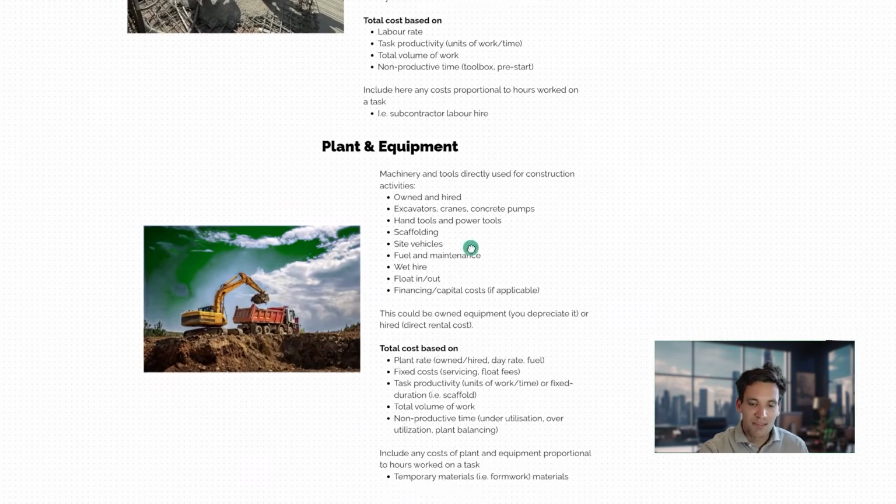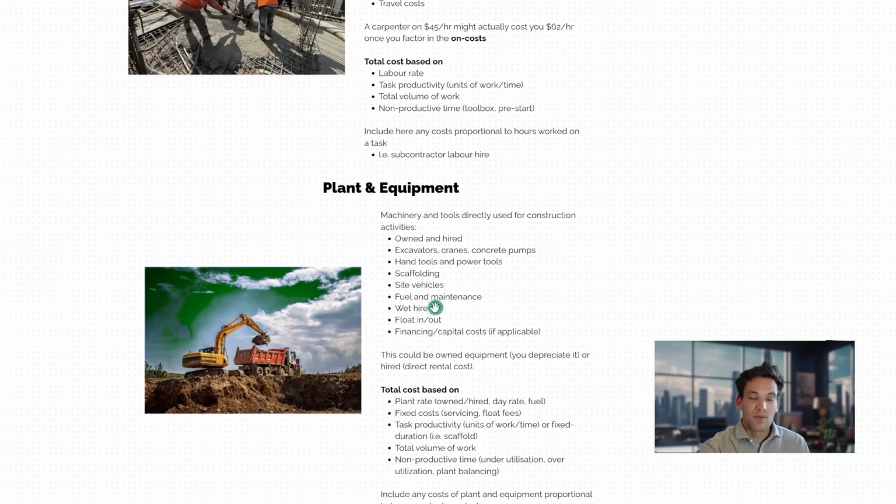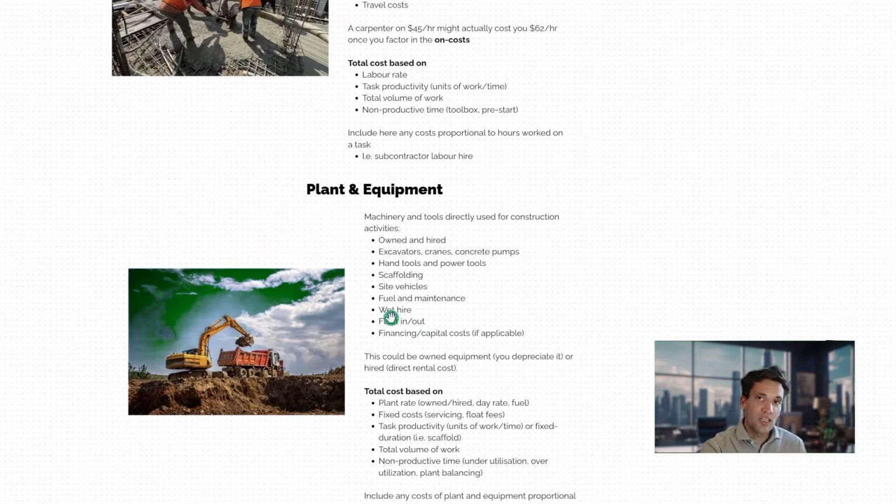Next, we've got our plant and equipment costs. Now, plant and equipment costs are machinery and tools that we hire or purchase to do the construction activity. So they can be both owned plant and equipment, and these can be hired plant and equipment. These things can be like excavators, cranes, or concrete pumps when we're talking about plant, or hand tools and power tools when we're talking about equipment, scaffolding, site vehicles, and so on and so forth.